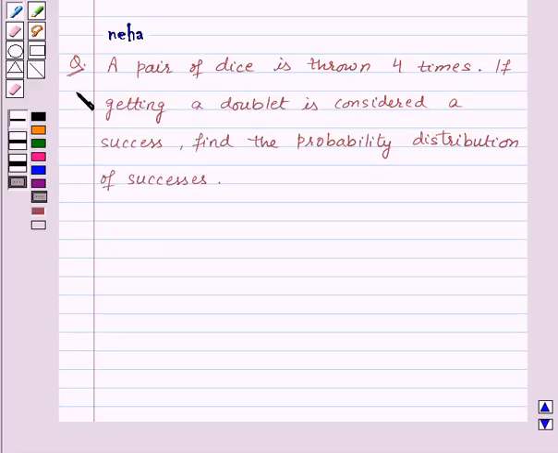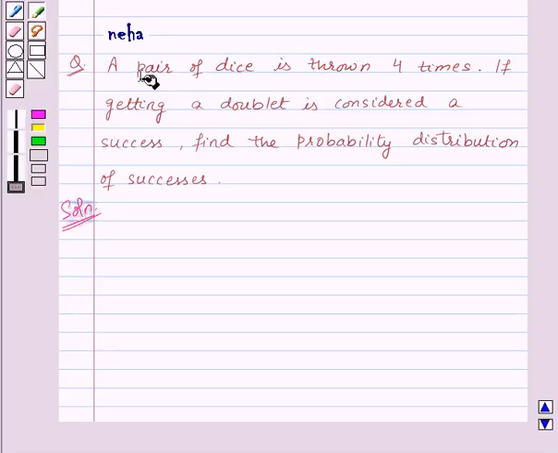Today we will discuss the following question, which says a pair of dice is thrown 4 times. If getting a doublet is considered a success, find the probability distribution of successes. Let's see its solution.